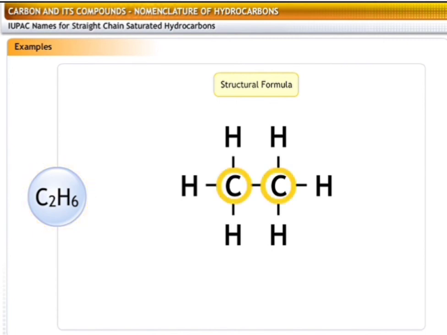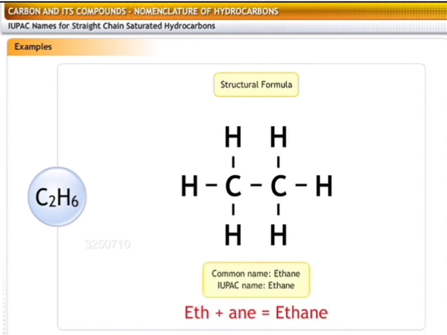C2H6 contains 2 carbon atoms. Hence the root is eth. The carbon atoms are saturated with each having 4 bonds attached to different atoms. Thus, it is an alkane. The IUPAC name is ethane, which is a combination of eth and ane.